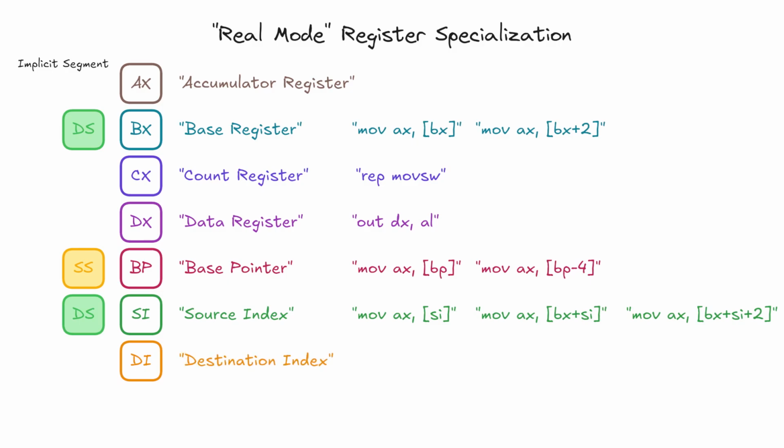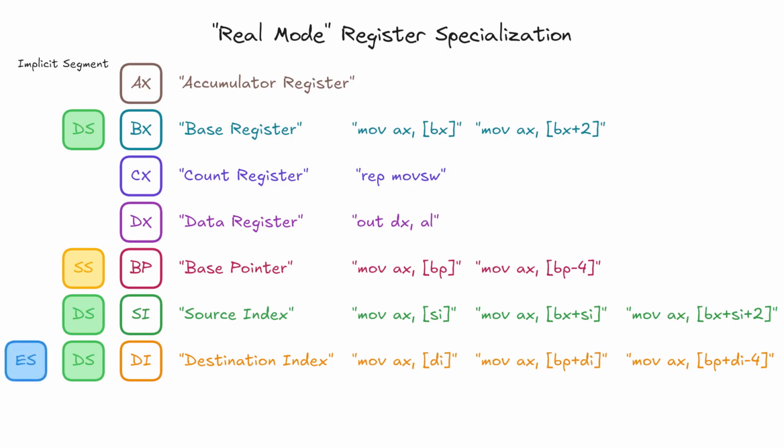It, like SI, can be used for indirect memory accesses and be combined with the base registers for base plus index indirect addressing. It's also used as the destination pointer for store and move I/O and string instructions, and the source pointer for scan string instructions. When used with I/O and string instructions, it implicitly uses the extra segment.